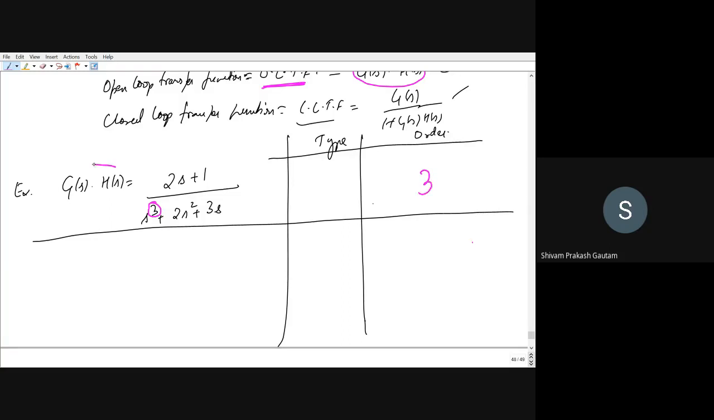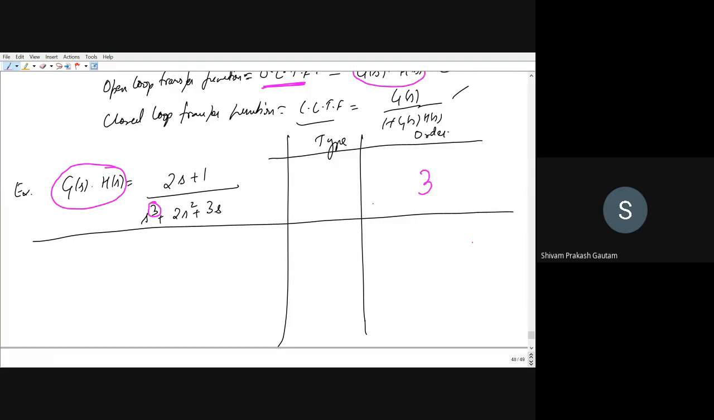And this is the open loop transfer function. How do you determine order and type? By examining the open loop transfer function. In the open loop transfer function, you can see the total number of poles, and poles are given by the denominator. So this is the denominator. And what is the maximum power of s here? That is 3. So therefore I have written order is equal to 3.